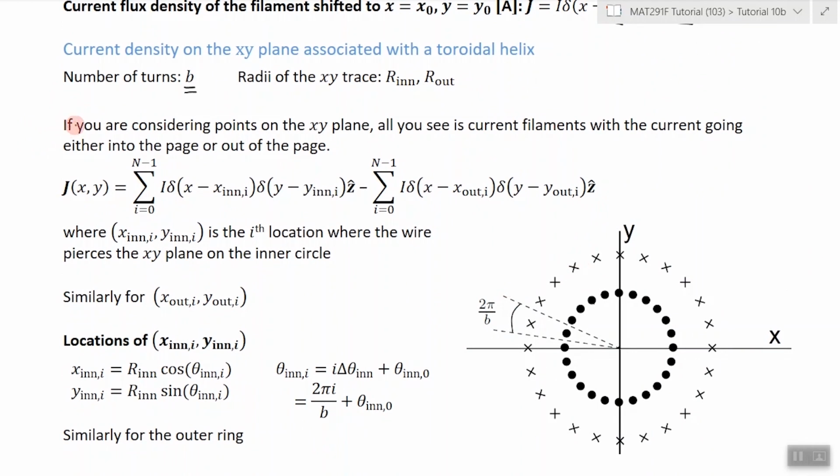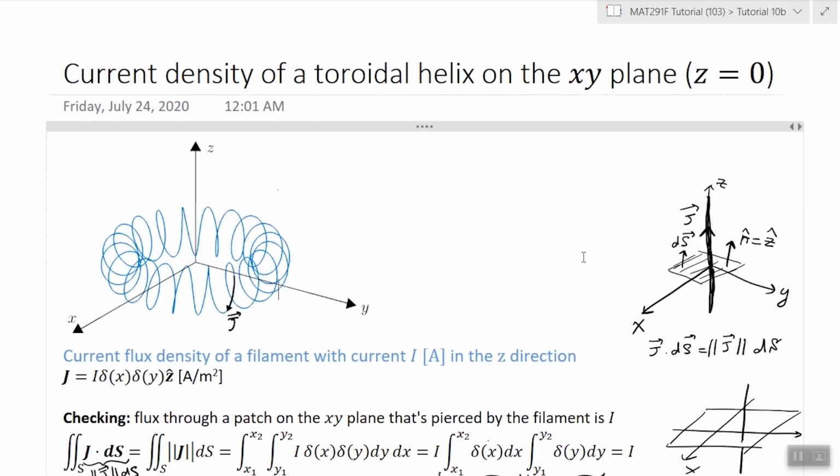Now, if you're just talking about the points on the xy plane, all you see is just a bunch of filaments going up or going down, right? You don't see the way that the filaments are curving when you change the value of z. All you see is just up or down filaments. Now, I'm making an approximation here. I'm assuming that the filament is tightly wound, because if that's not the case, then the direction won't be z hat or negative z hat for the filament.